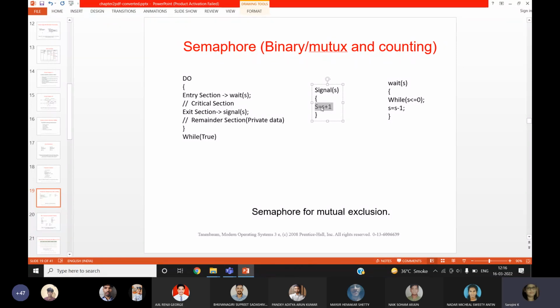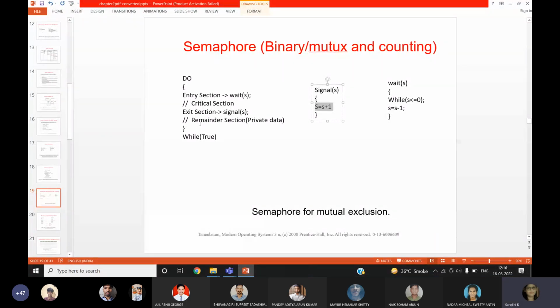The last person who came out made S value equal to 1. So the person who's currently waiting here, the 11th person, will now check the condition, because 1 less than or equal to 0, this condition will be false. He will come and execute this. He can go inside the critical section. One person left, a new person entered. But now also how many people? 10 people.